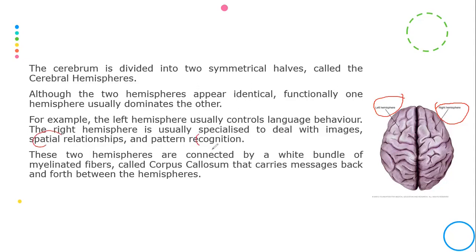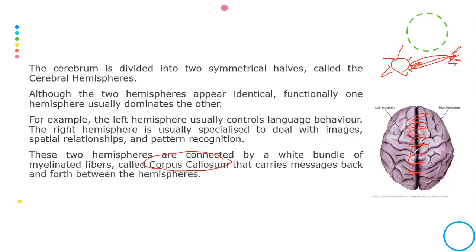Spatial relationships, spatial recognition, pattern recognition. The logical part is carried out in the right hemisphere. The general part, black and white things, the theoretical parts, regular day-to-day activities will be carried out by the left hemisphere. But still, these two hemispheres are connected by a white bundle of myelinated fibers called the corpus callosum. These are interconnected. This is a myelinated sheet. For example, in the neuron we have seen an axon, right? An axon has a myelin sheath.